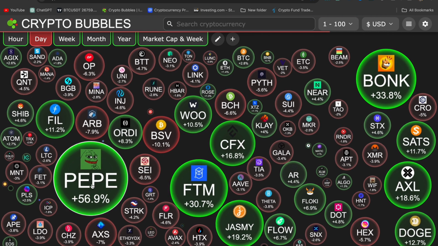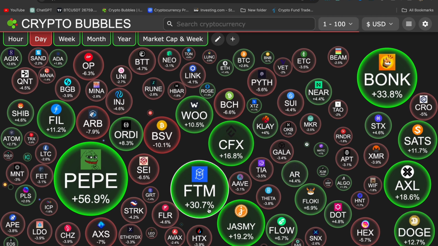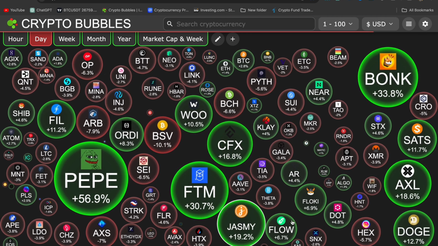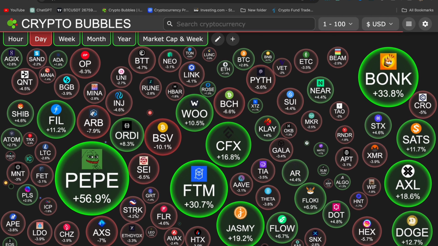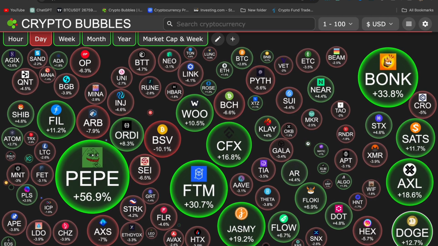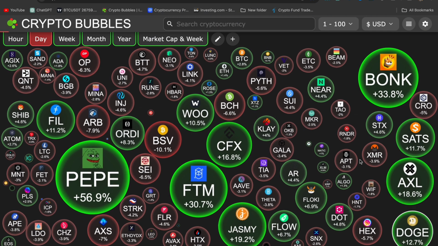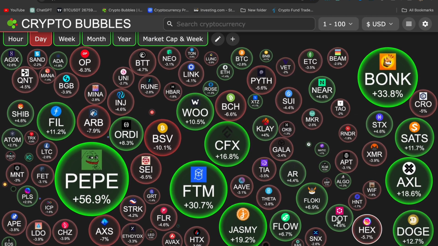Okay, so if the market is falling, you can see right now the altcoins, the shit coins, are pumping up. We can see Jimsa here, we can see Flu, FTM, PP, CFX, WooCoin, we have AXL, Doge, Bonk. All these are meme coins and they are rising very fast.